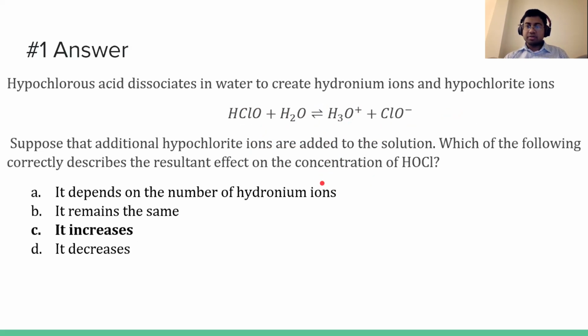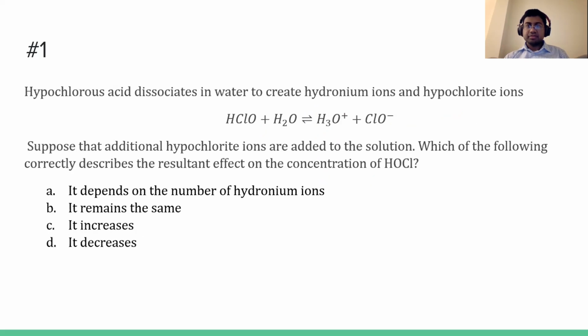Oh, if that equation didn't have the equilibrium arrow and it was only to the right, and if we increased hypochlorite ions, then the concentration of HClO would be decreasing, right? Can you say that again? If it was a single arrow, there's no equilibrium to speak of, so it doesn't really do anything.